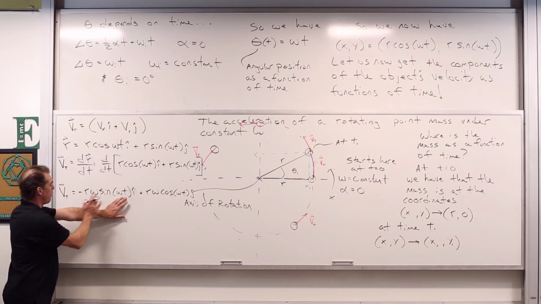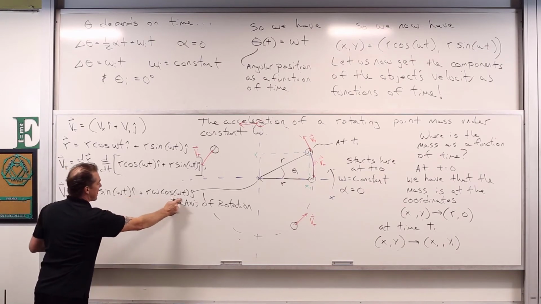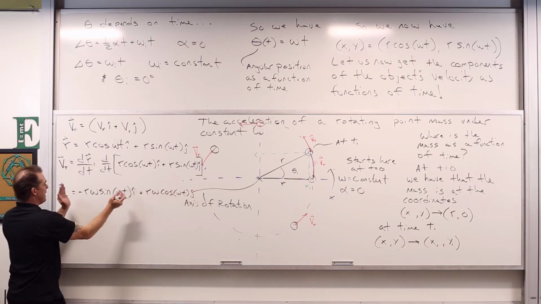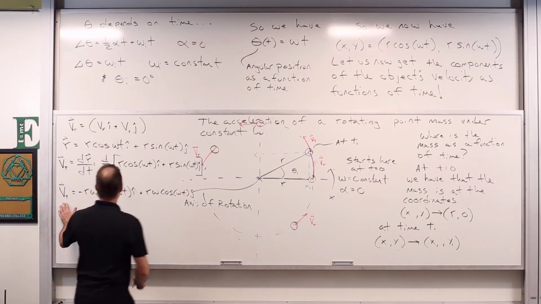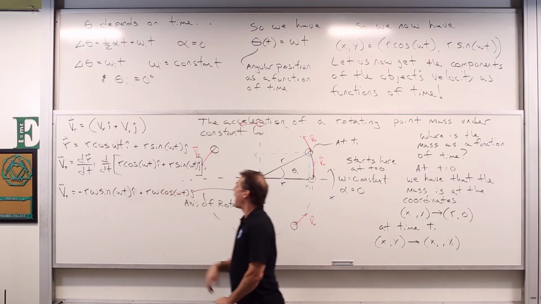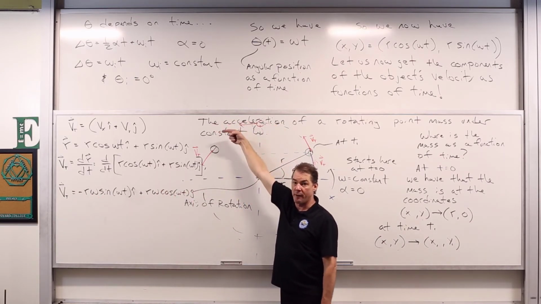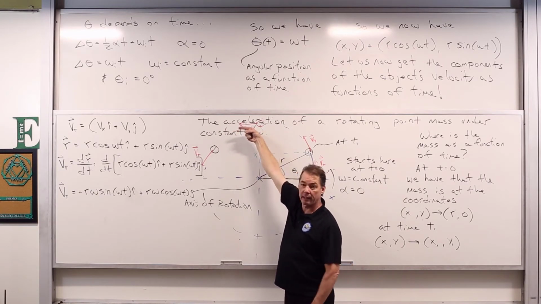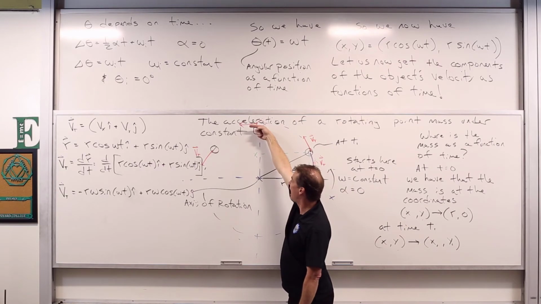And what do we have? Well, the sine of pi over 2 is 1, which leaves us with negative r omega I hat. And then the cosine of pi over 2 is 0, that goes away. We are left with the tangential velocity vector equal to r omega in the negative I hat direction. The speed of it is still r omega. It's moving at a constant tangential rate, but it's changed its direction.